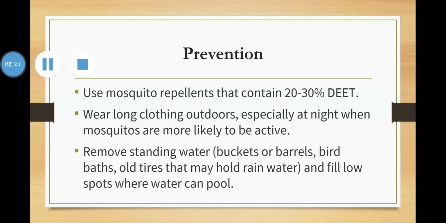Prevention: use mosquito repellents that contain 20 to 30% DEET. Wear long clothing outdoors, especially at night when mosquitoes are more likely to be active. Remove standing water, buckets or barrels, bird baths, old tires that may hold rainwater, and fill low spots where water can pool.